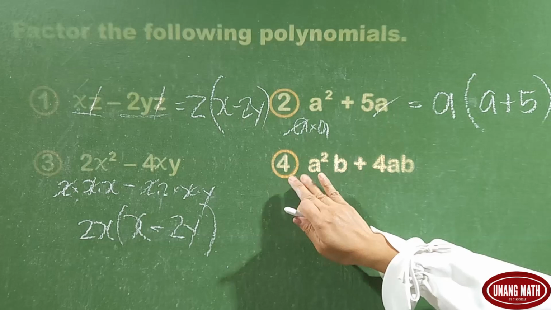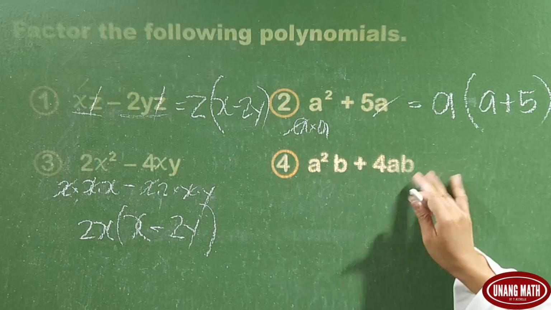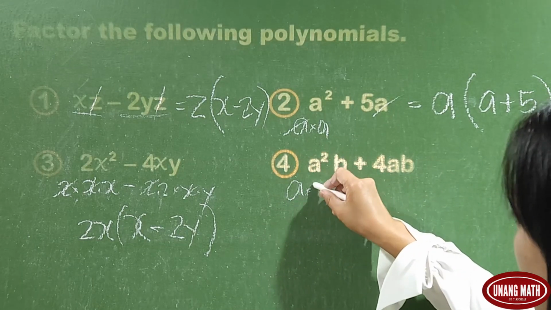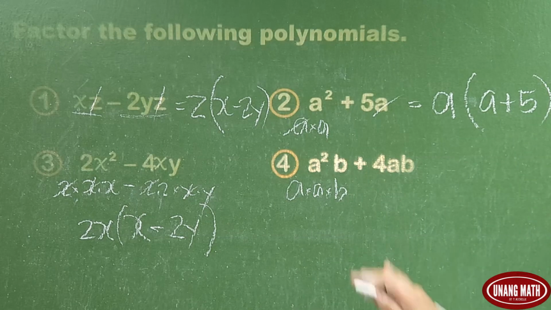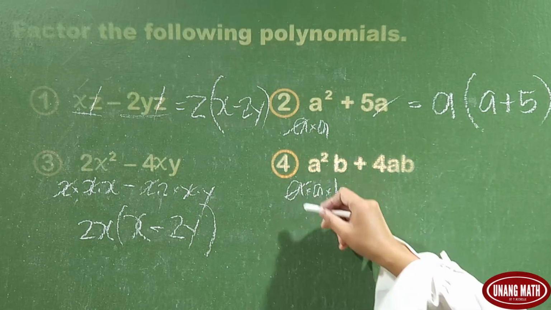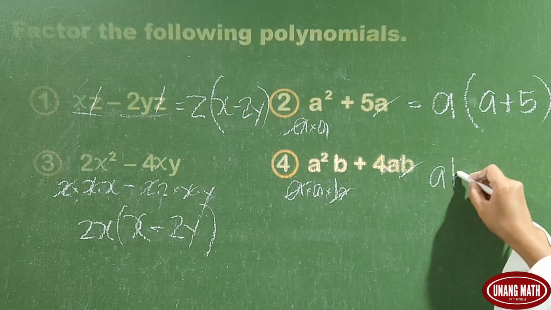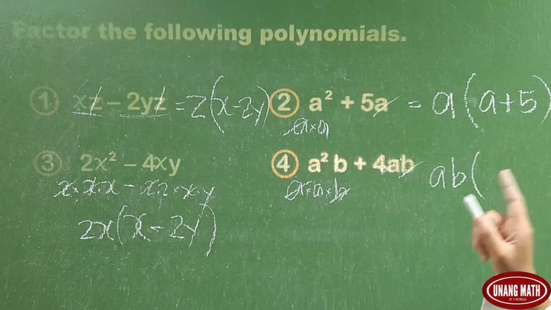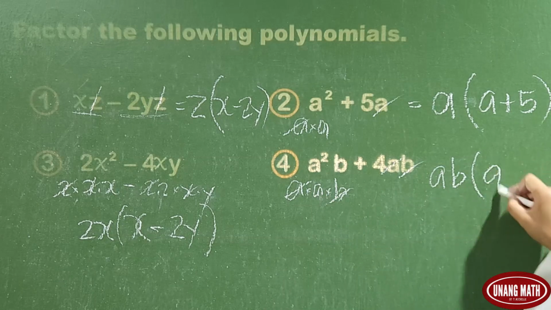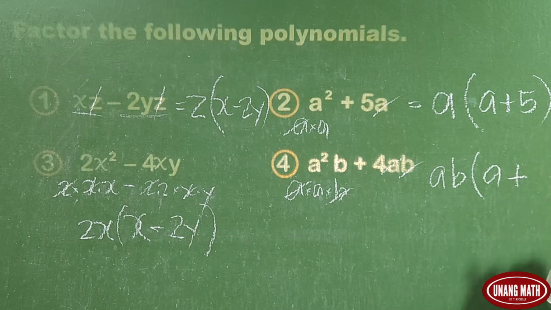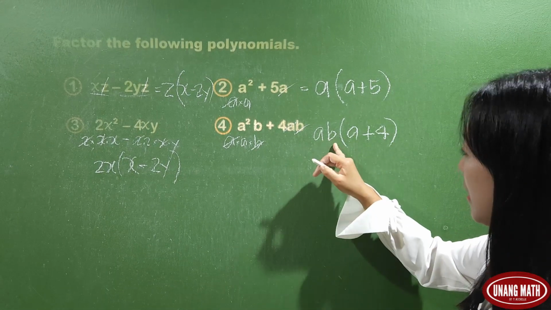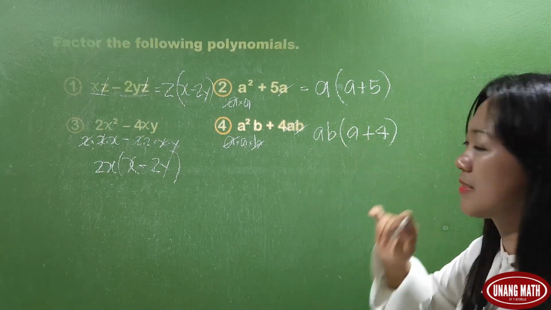What about number 4? A squared b plus 4ab. Okay, a squared is a times a, times b. So the common factor here would be ab, and what's left would be a plus 4. So this is ab times (a plus 4).